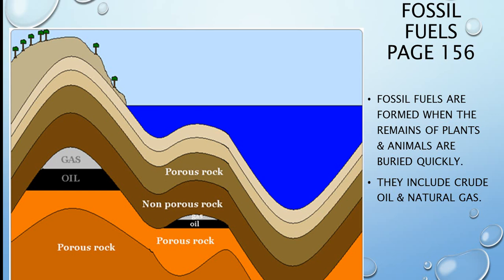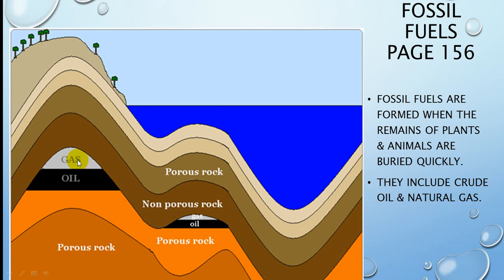So what are the advantages? Do I have that? Let's see. They include crude oil, which is right down over here, so the black oil right here. And notice how gas is on the top, right? Gas is going to be lighter, and almost always with oil we have gas at the top.